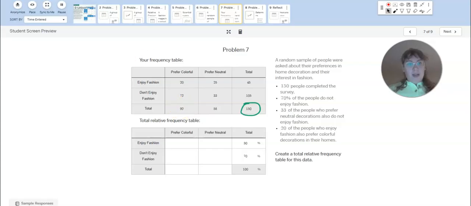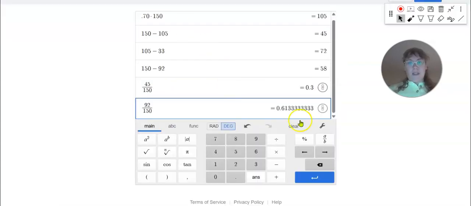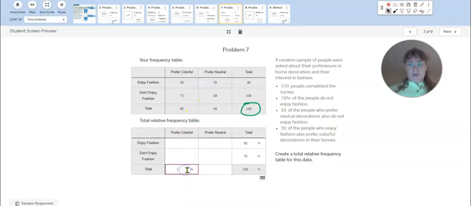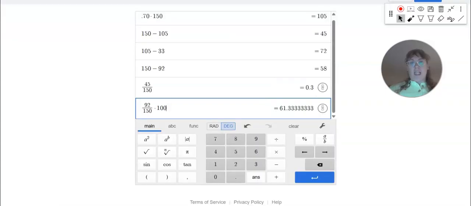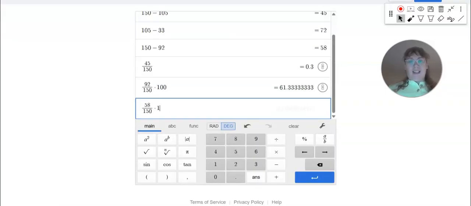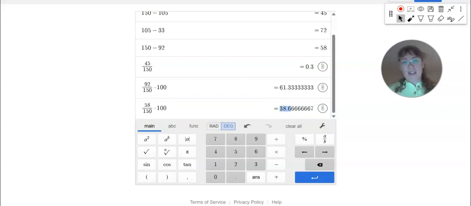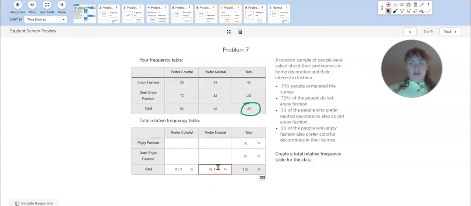And then at the bottom, 92 out of 150, if we times it by 100, we get 61.3%. And of those that prefer neutral, we're looking at 58 over 150. And then timesing it by 100 to get 38.7 rounded. Beautiful. Now I'm going to have you work through those other 4 boxes there. You're taking each of these numbers and dividing it by our grand total of 150, and you want to round it to the nearest tenth, right? So we're looking for one place after the decimal point.